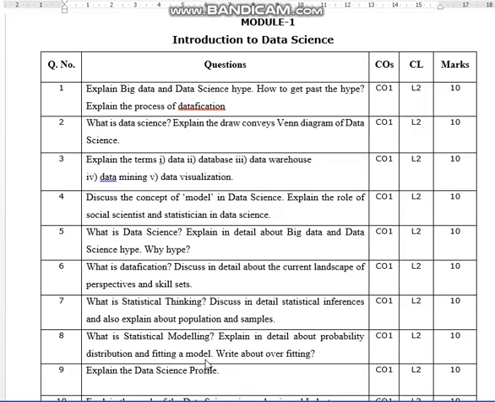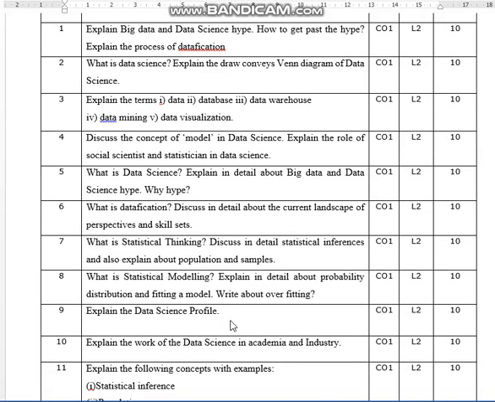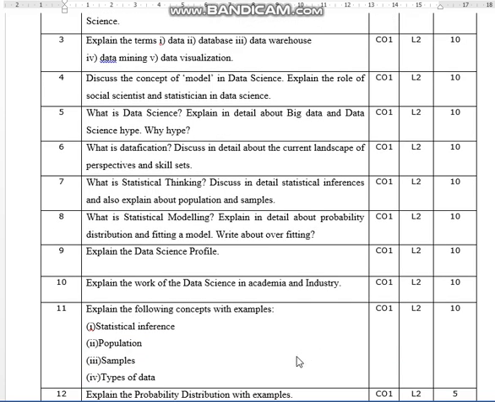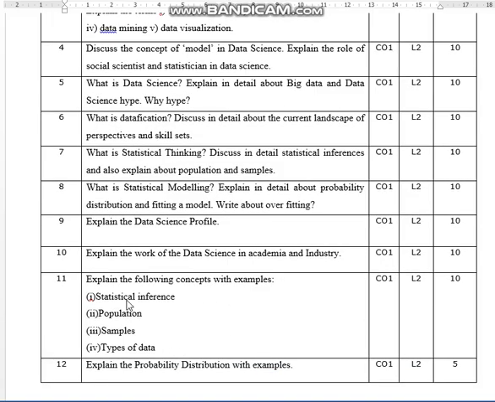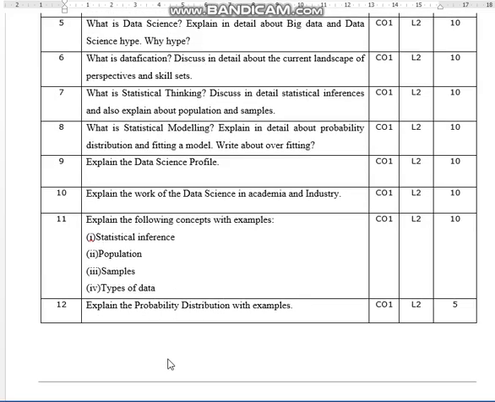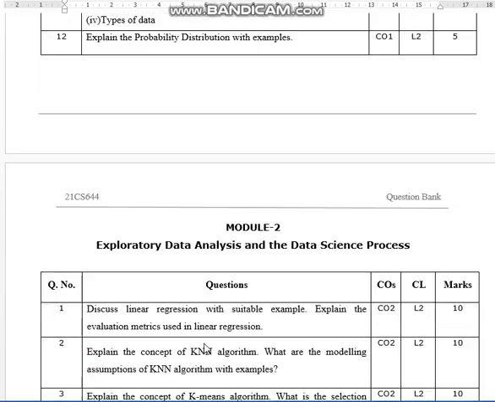Write about overfitting. Explain the data science profile. Explain the work of the data scientist in academia and industry. Explain the following concepts with examples. So statistical inference, population, samples, types of data. Explain the probability distribution with examples.